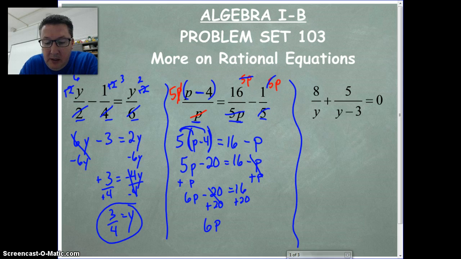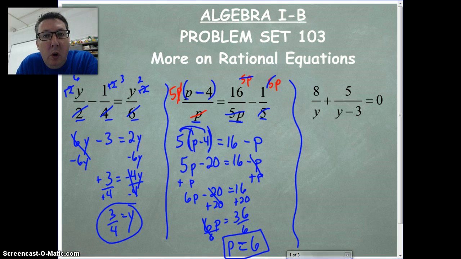So 6p equals 36. One last step, divide by 6. And p equals 6. Okay, hopefully not too bad.